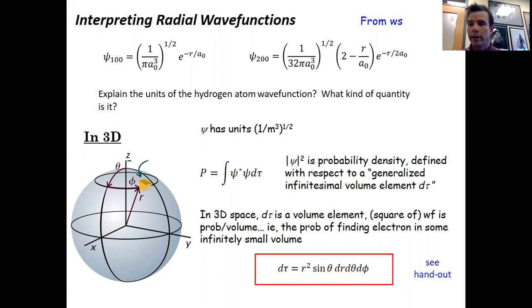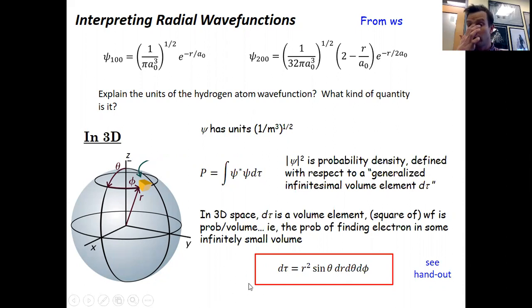Remember, psi squared is a probability density, which is defined with respect to a generalized volume element, d tau. Hydrogen atom is a 3D problem. So in 3D space, d tau is a volume element. So the square of the wave function is a probability per unit volume. That is, it's a probability of finding the electron in some really small space, some sphere.